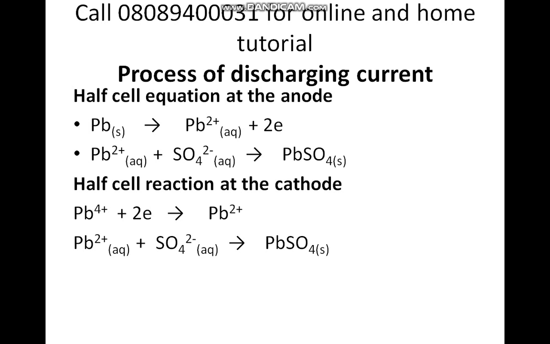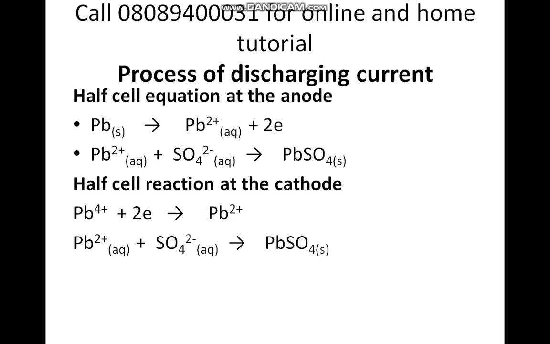During the discharging of current, lead(II) tetraoxosulfate(VI) solid is deposited on the cathode and on the anode, and this prevents the cell from discharging current, and thus the need for the cell to be recharged. Now I want to talk on the process of recharging the cell. The process of recharging the cell is an electrolytic process which involves the use of electric current.